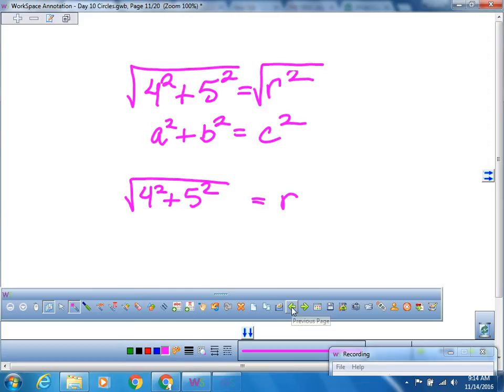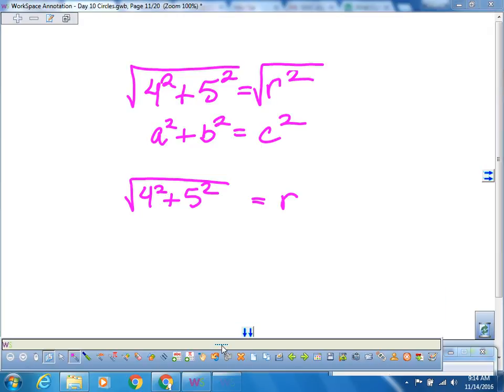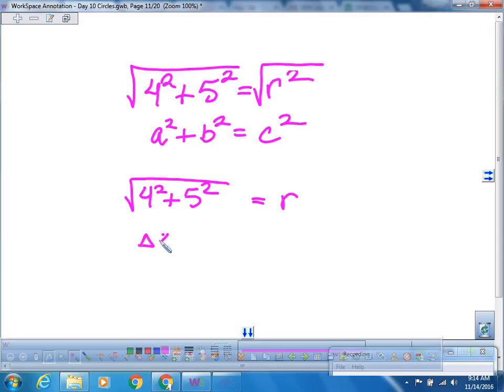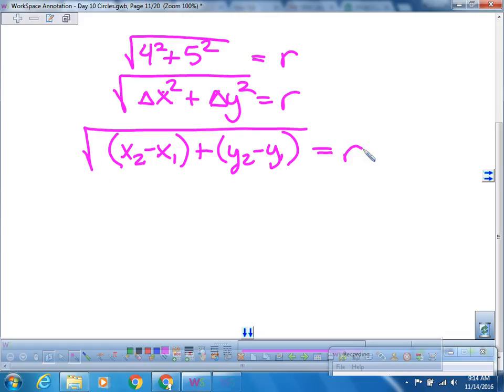If you look back at this right here, this was my change on the x-axis, right? And this is my change on the y-axis. This is the way we write change in x and change in y. Delta x squared plus delta y squared. Another way to make a change in x is this. X sub 2 minus x sub 1 plus y sub 2 minus y sub 1. Is this looking familiar now? This is the distance formula. So the distance formula and Pythagorean theorem are the same thing.